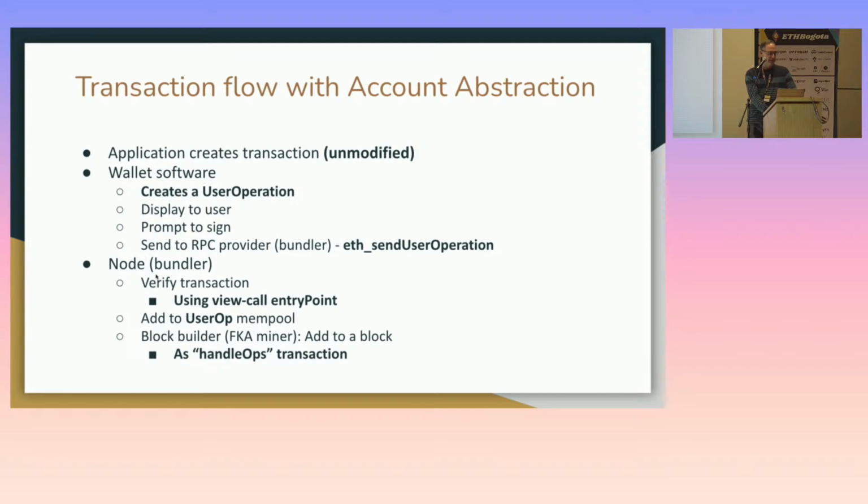The node bundler will accept it. It verifies it. Unlike a normal node that knows the signature scheme and everything to check it, it makes a view call to the entry point to validate this user operation, and it adds it to the mempool. Later on, a bundler, what used to be called in the past a miner, will collect all these user operations from the mempool and will create a handle ops transaction and put it on chain.